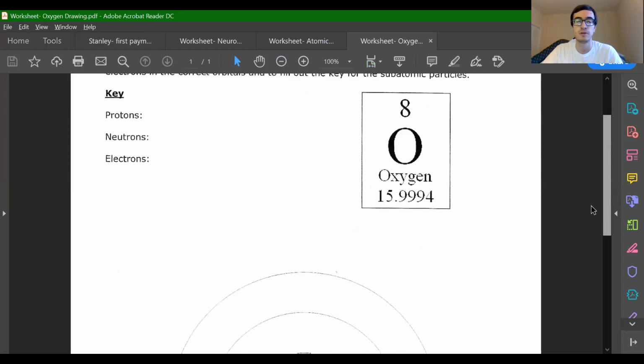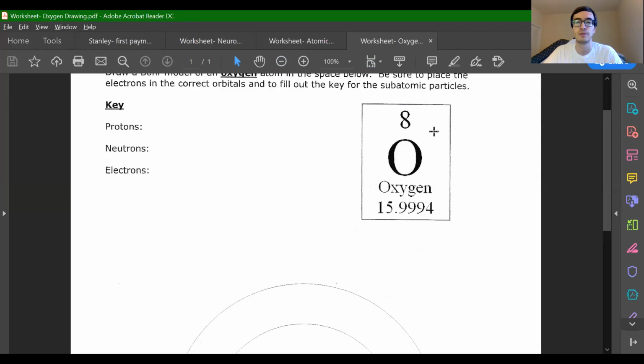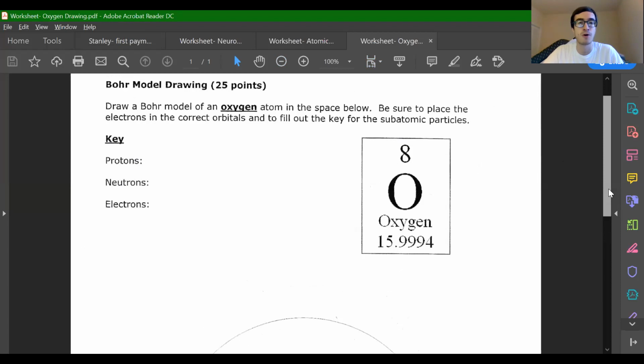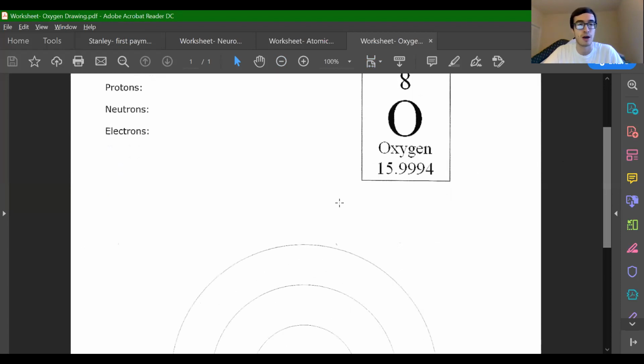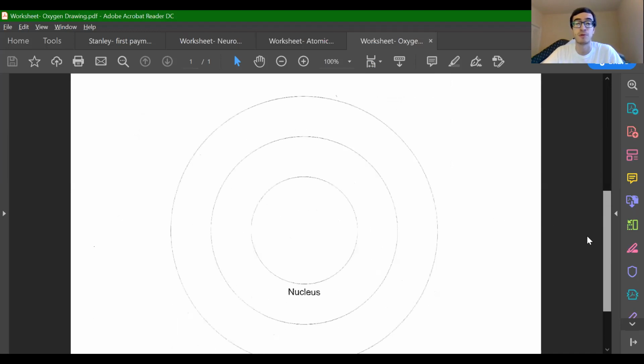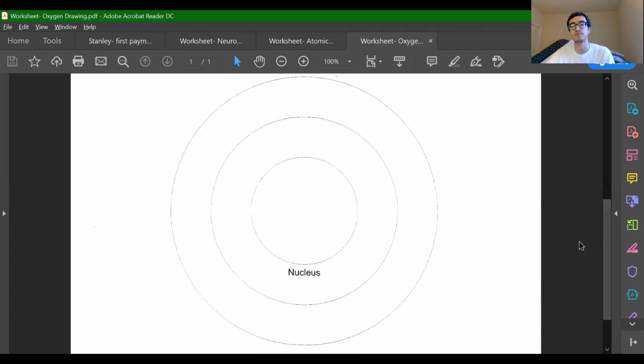So we have our element oxygen right here. He has an atomic number of 8 and an atomic weight of, well, basically we'll say 16. That's really close to 16. So for the first part of this, I want you to tell me how many protons, neutrons, and electrons an oxygen atom would have, very similar to the homework that you did last week. But the second part of this is where everything gets put into play.